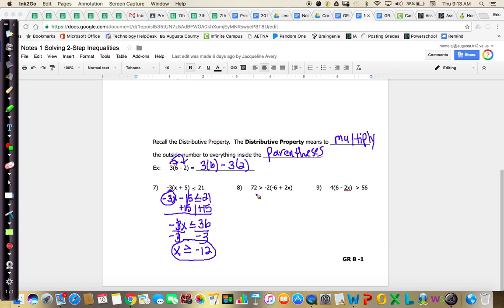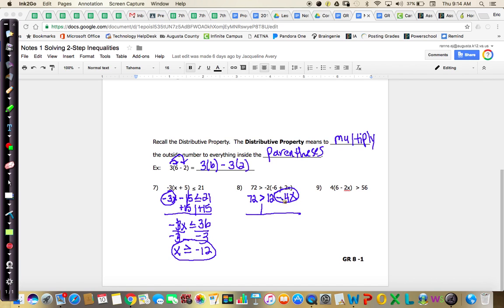Okay, moving right along. Now here, the problem is switched around a bit, so I'm just going to write down what I'm not going to distribute. So 72 is greater than. Now I'm ready for the distributive property. So -2 times -6 is +12. And -2 times 2x is -4x. Now remember there's a plus sign, so it's plus -4x, but that's the same as minus 4x. And now we're going to circle the variable and draw our t.